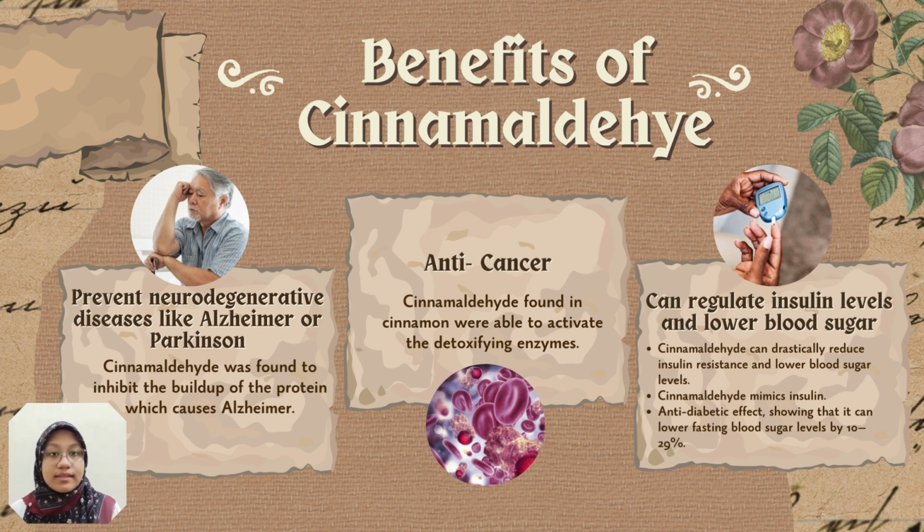And the last one is, it can regulate insulin levels and lower blood sugar. Cinnamaldehyde can drastically reduce insulin resistance and lower blood sugar levels. Cinnamaldehyde mimics insulin, which greatly improves glucose uptake by your cells. Last but not least, it is confirmed that cinnamaldehyde has anti-diabetic effect, showing that it can lower fasting blood sugar levels by 10 to 29%.